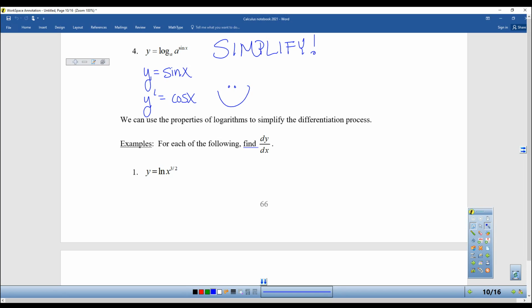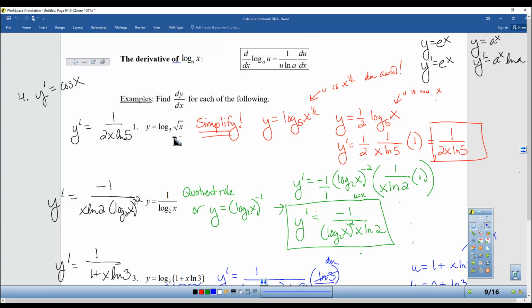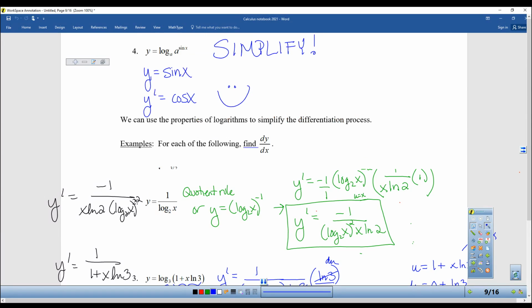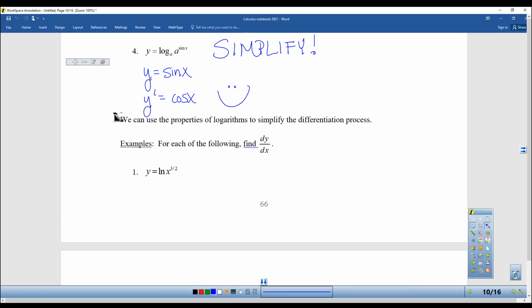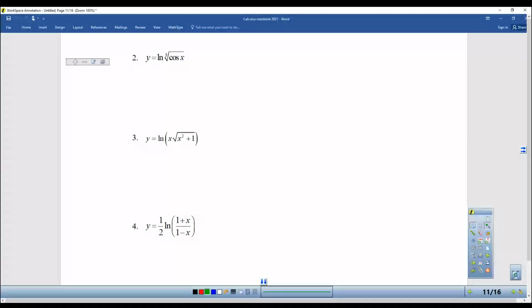Okay, so I kind of showed this to you on this one where we took that 1/2 and we moved it out front, but I really want to focus on that. We can use properties of logarithms to simplify the differentiation process. This is going to make such a difference in your world to remember this. So again, if you would like to try these in advance, I will put all the answers up here.